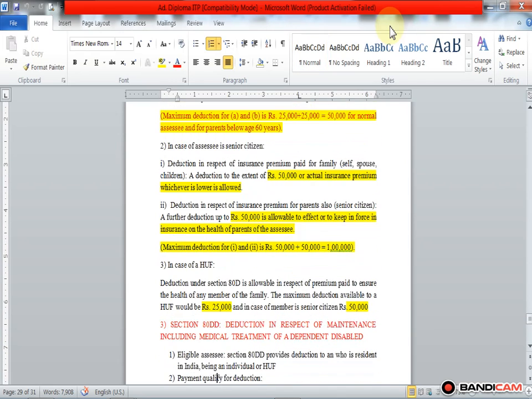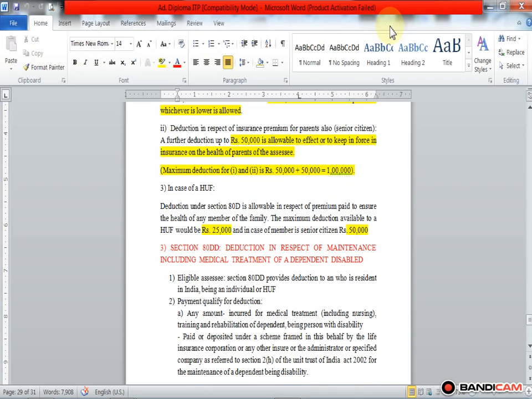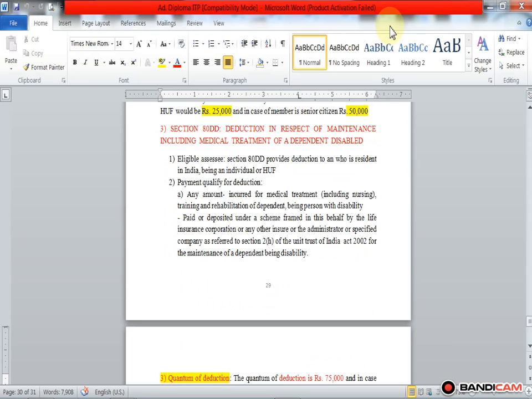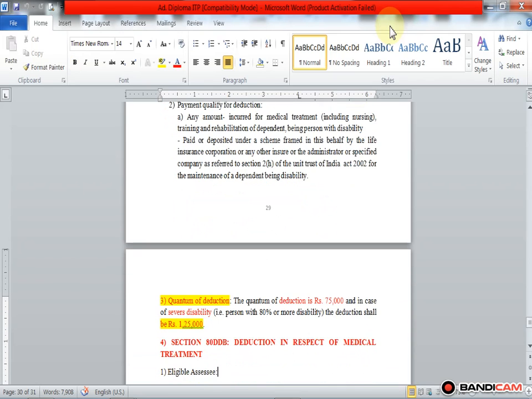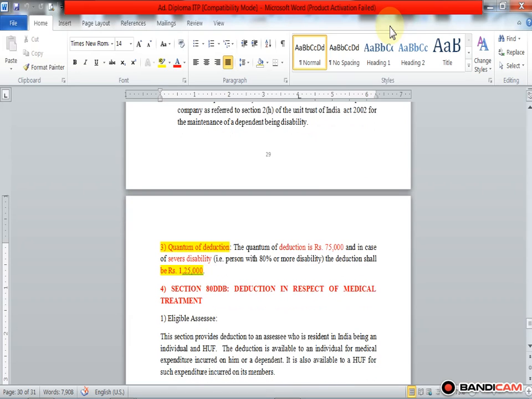Then we studied section 80DD, which is related to medical treatment for a dependent who is a handicapped person. We studied the eligible assessee, as well as payments qualifying for deductions and quantum of deductions, which means the actual amount deducted from gross total income, is given here.